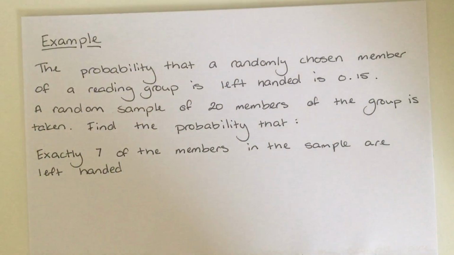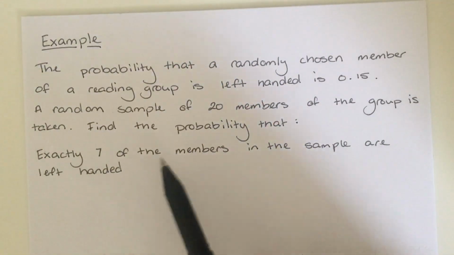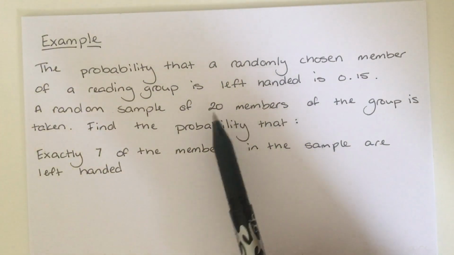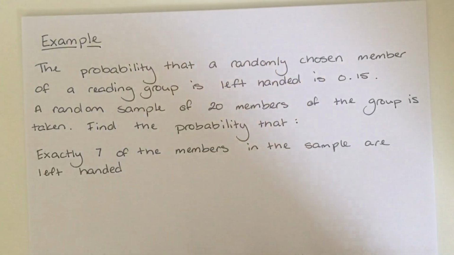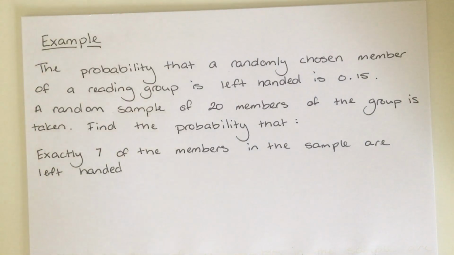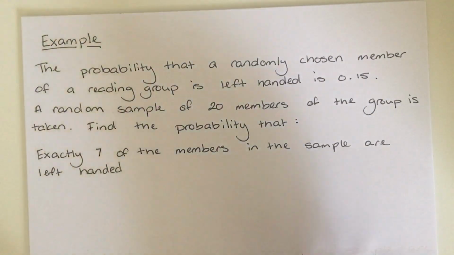So here we've got a fixed number of trials. My number of trials is 20. I've got 2 possible outcomes, so in this case, left-handed or right-handed. A fixed probability of success, which is 0.15. And the trials are going to be independent of each other. So if one person selected is left-handed, it doesn't mean the next person is more likely to be. So I can set this up as a binomial distribution.